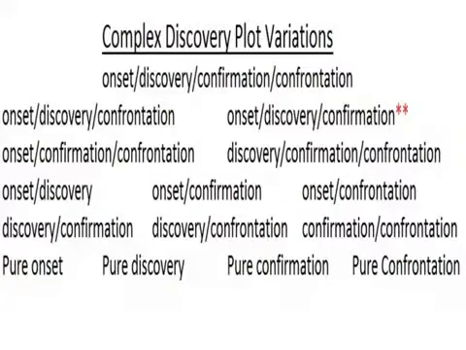Here, there's lots of variations, as I've mentioned before. You can take any element out from the onset, discovery, confirmation, confrontation. When you have all four, it's called the complex discovery plot. The next step down would be onset, discovery, confrontation. That's what Carroll calls the discovery plot. If you add confirmation to a discovery plot, you get a complex discovery plot.